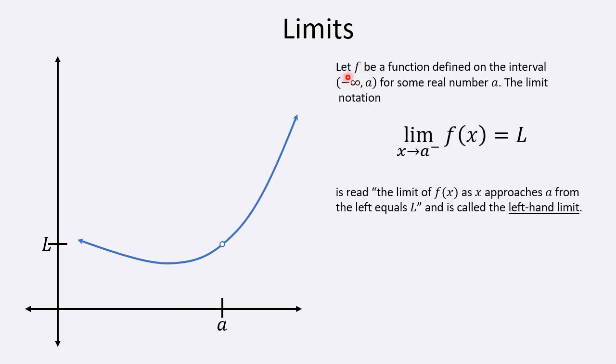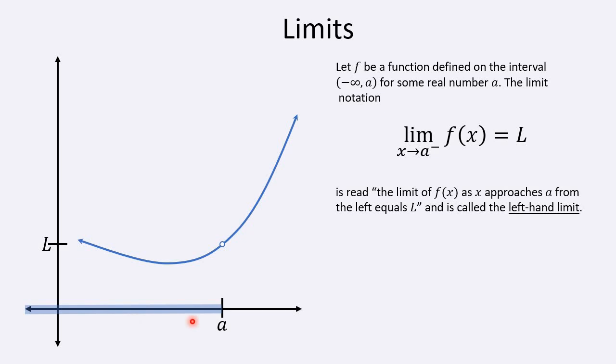Limits. Let f be the function defined on the interval from negative infinity to a for some real number a. The limit notation, the limit as x approaches a from the left of f of x equals L, is called the left-handed limit. You notice a left-handed limit because of this little subtraction symbol as the superscript of the number a. And what that means is you're going to locate a on the number line, and you're only going to look at numbers to the left of a.